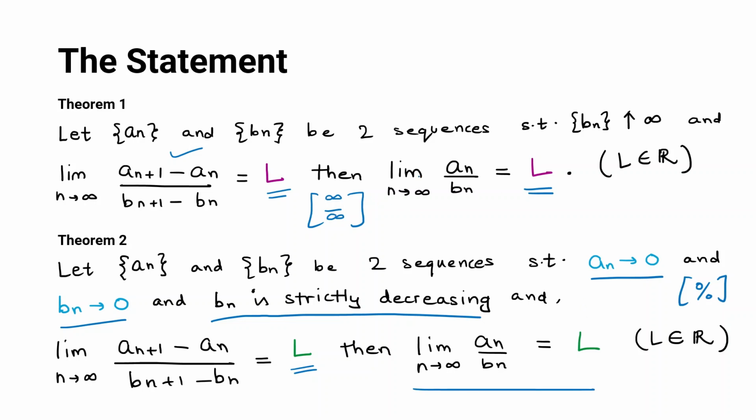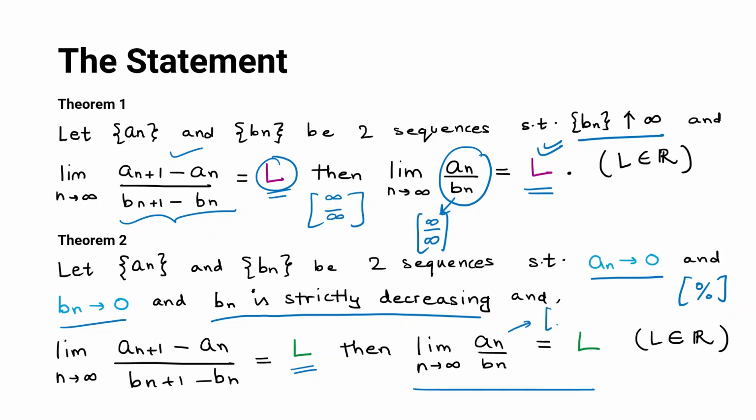As I said, what this means is that bn is increasing to infinity, and since this limit exists, this is going to be an infinity by infinity case. What we do is find out this limit, and if this is L, then we conclude that this is going to be L as well. Similarly here, this is going to be a 0 by 0 case, and we go back to this one and check it. If this exists and is equal to L, then we say that this one is also L.